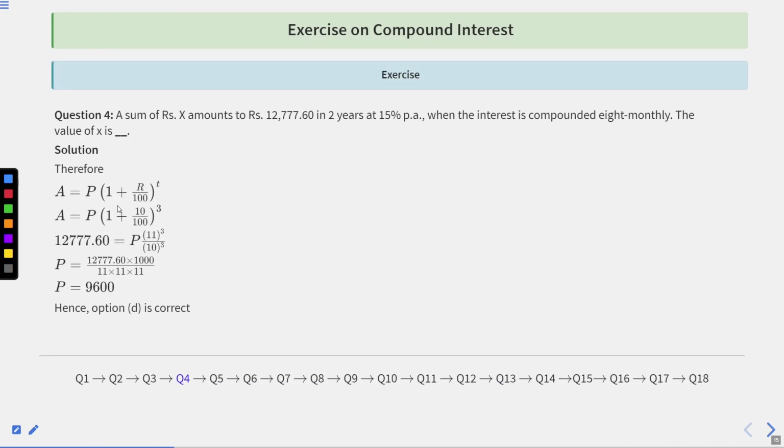Therefore, A is equal to principal into (1 plus R upon 100) to the power T. Now substitute the values. You will have amount equal to principal into (1 plus 10 upon 100) whole cube. The amount is given to be 12,777.60, equal to P times 11 cube upon 10 cube. When you simplify this, you will have principal equal to 9600. So the correct option here is option D.